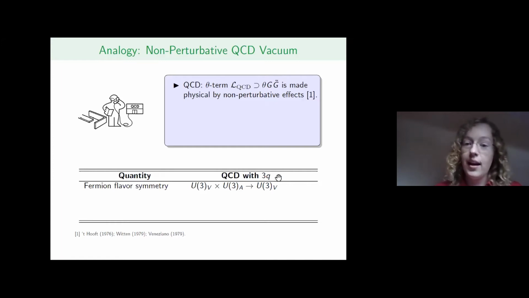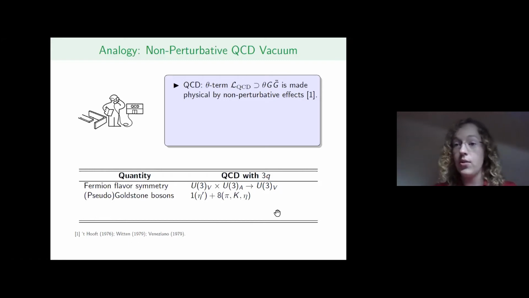So if we look at the lightest three quarks, the up, down, and strange quark, they are very light, so we can approximately treat them as massless. And then we have a fermion flavor symmetry, U3 vector times U3 axial, which is spontaneously broken to U3 vector. And this gives rise to 1 + 8 pseudo-Goldstone bosons, which are the mesons of QCD. So we have this eta prime meson and the 8 companions.